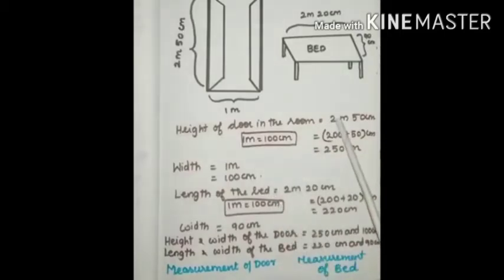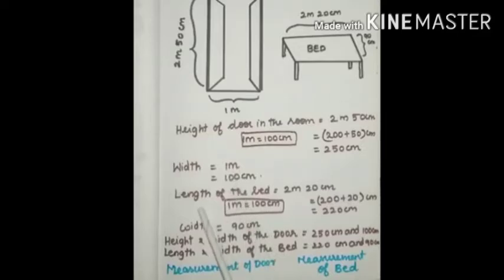Then 2 meter equal to 200 centimeter. Already we have 50 centimeter. 200 plus 50 equal to 250 centimeter. And the width of the door is 1 meter. This also we have to convert into centimeter. 1 meter equal to 100 centimeter.